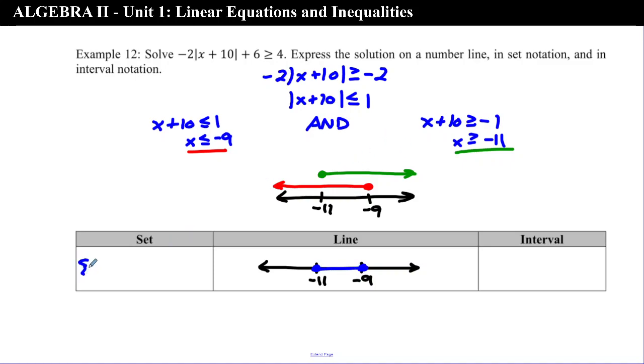In set notation, again, we can compress this a little bit and do negative 11 is less than or equal to x, which is less than or equal to negative 9. And in interval notation, we have the set from negative 11 to negative 9, including both of the ends.